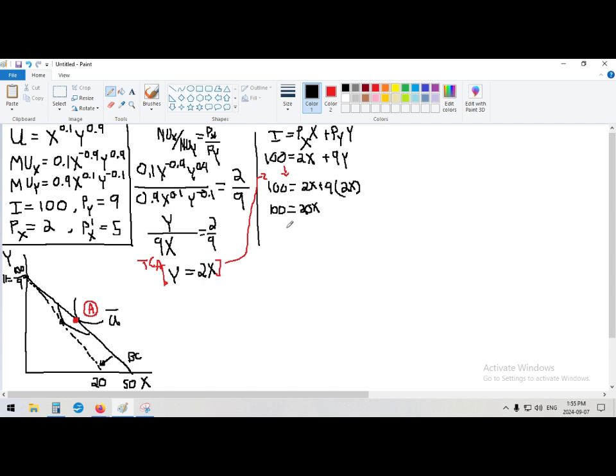That's 100. So the optimal bundle at this first point, we'll call it x star A, is going to be 100 divided by 20, which is 5. So that's going to be this point here at 5. We can go over and plug it in to figure out this point for y. If we know x, we know y: y is just 2 times x, so the y at that point is going to be 10. So that's going to be point A to start here.